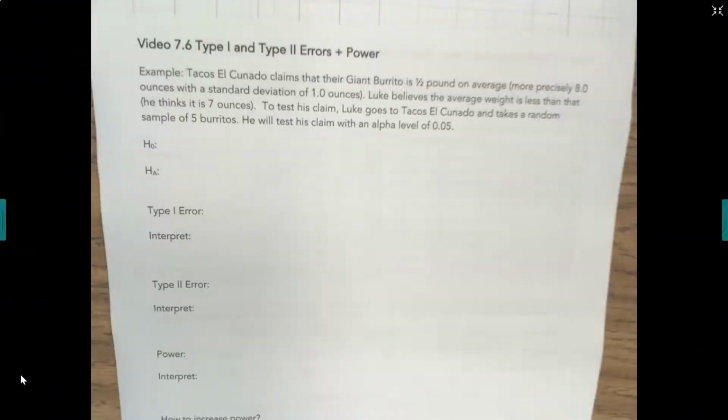Welcome to video 7.6, type 1 and type 2 errors and power. We're going to use the following scenario to help us remember what a type 1 and type 2 error is and how to interpret it.